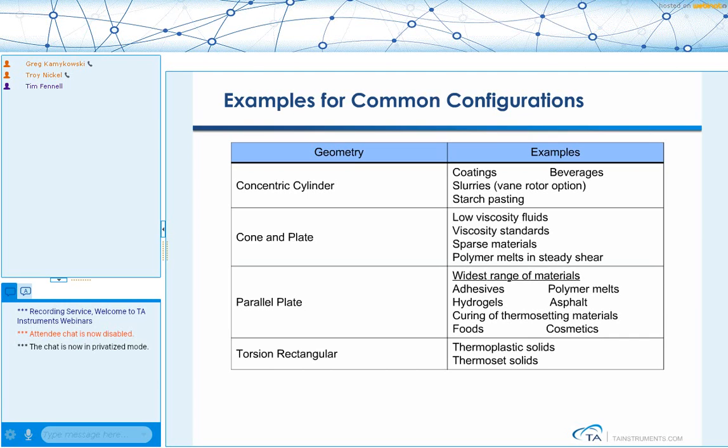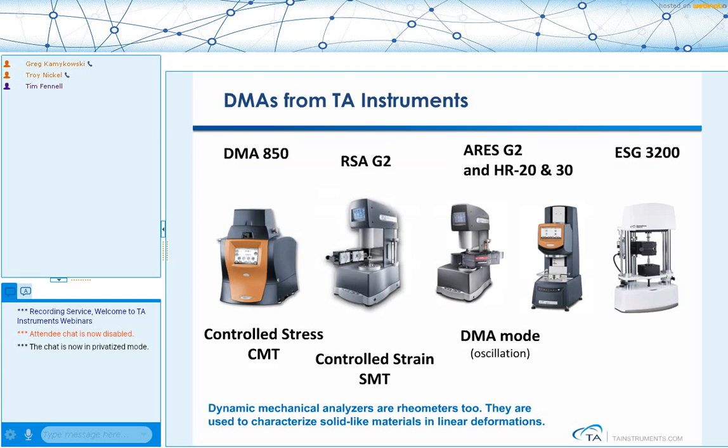But the next geometry, the parallel plate, is the real workhorse of the industry. And this is used on just about any kind of material that you would work with. So it's used successfully on adhesives, melts, hydrogels, asphalt. It's used in curing studies, foods, cosmetics. So it is used in just so many applications. And then we have the torsion rectangular fixture, which is used for things that are primarily solid.